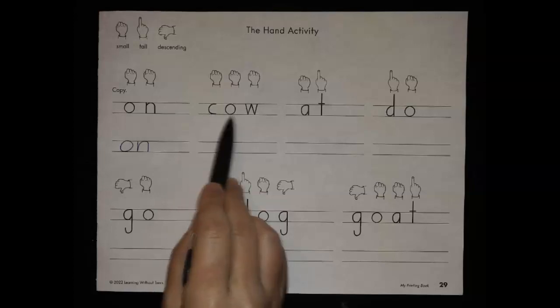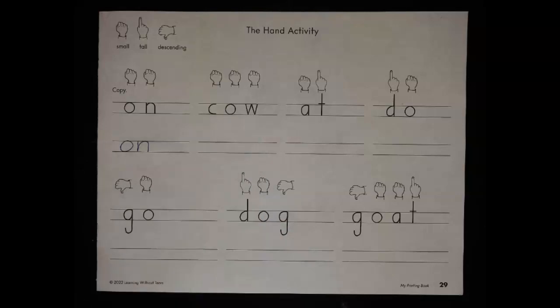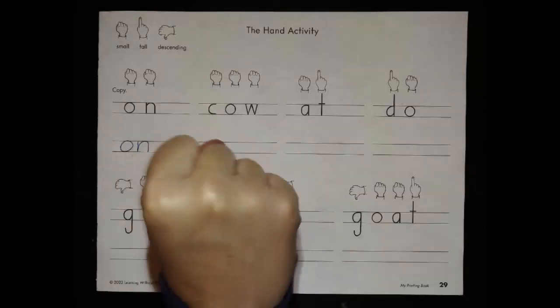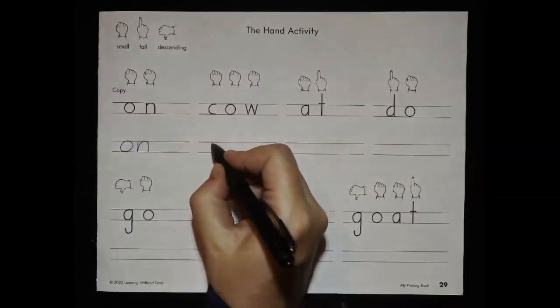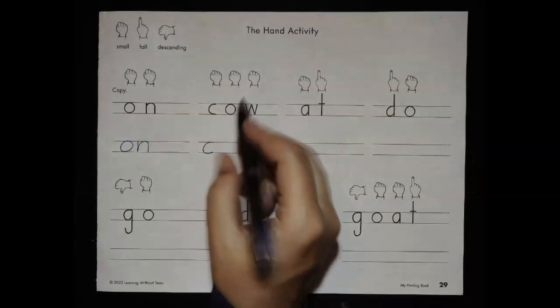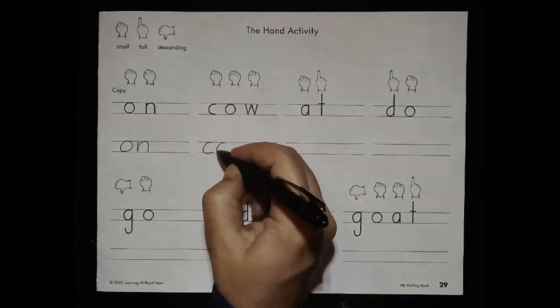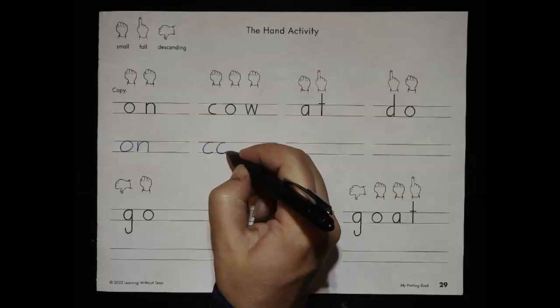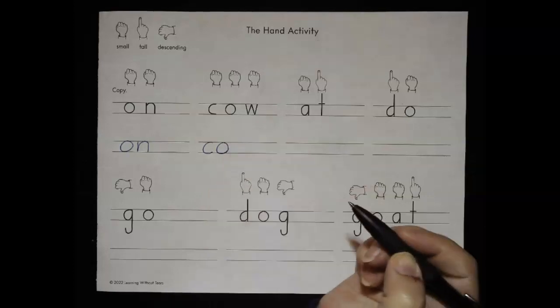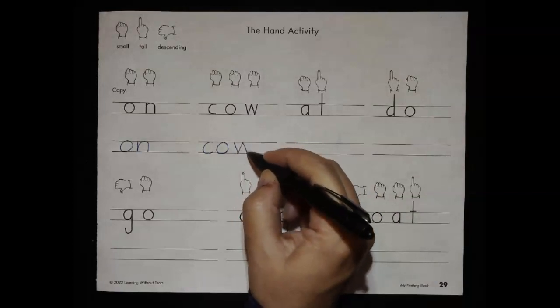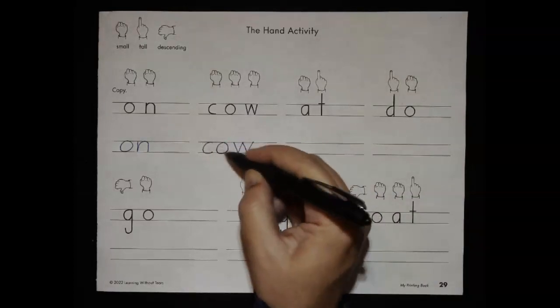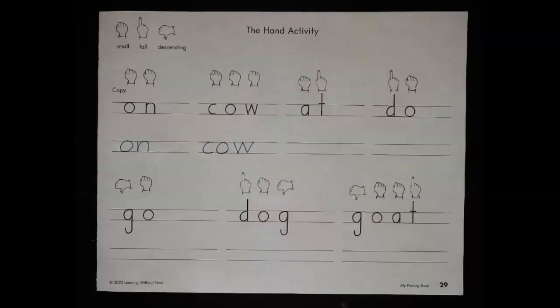Look at our next word. K. And OW says ow. K, ow, cow. All three of these letters, what do you notice? They're all small. Small, small, small. They all stay in the lines. So let's write it. C. O is one of these magic C letters. Start with our C. Curve up and around. And then our W. Slant down, up, down, up. Make sure those small letters are staying inside those lines.